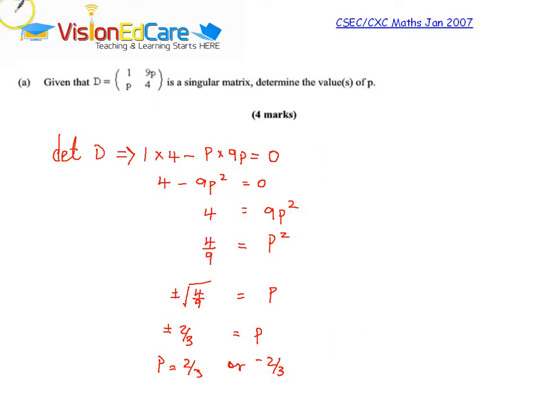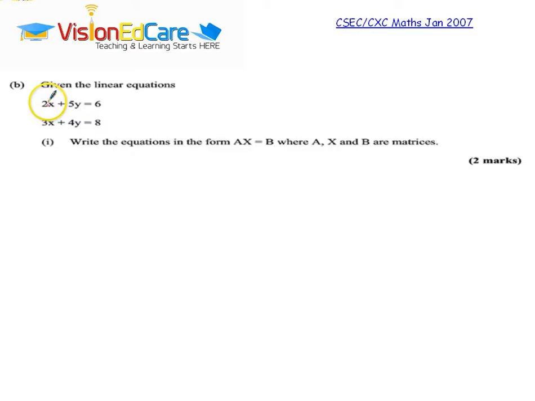Let us work out part B of the question now. So part B, you're given the linear equations and you're asked to write the equations in the form AX equals B, where A, X and B are matrices. So in this case we're going to write it in the form AX equals B.